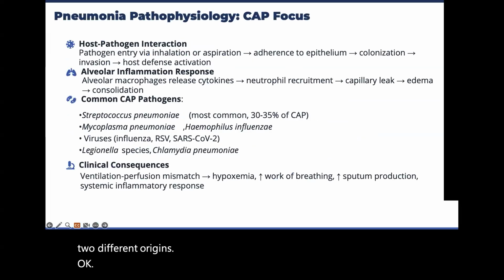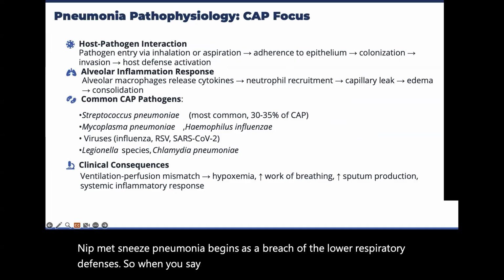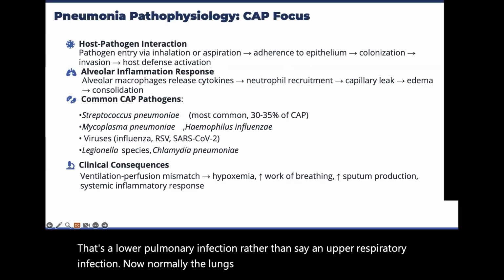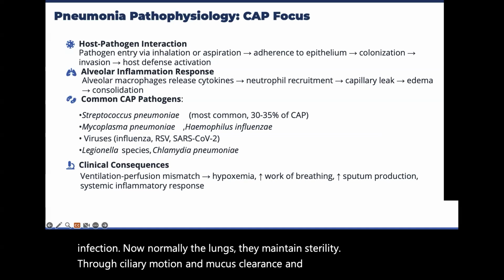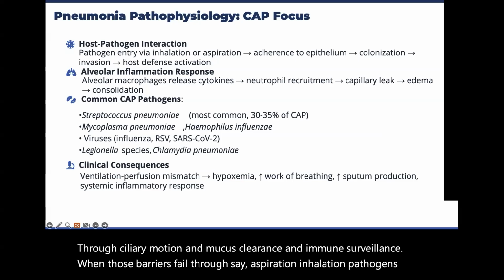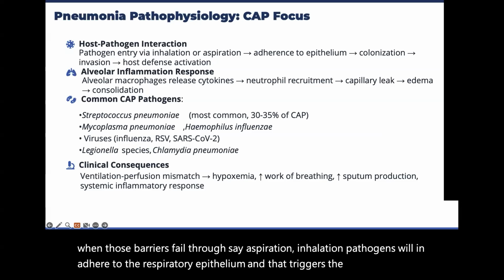Okay. So, pneumonia begins as a breach of the lower respiratory defenses. So when you say pneumonia, that's the distinguishing criteria. That's a lower pulmonary infection rather than, say, an upper respiratory infection. Now, normally the lungs maintain sterility through ciliary motion, mucus clearance, and immune surveillance. When those barriers fail through, say, aspiration or inhalation, pathogens will adhere to the respiratory epithelium, and that triggers the inflammatory cascade.